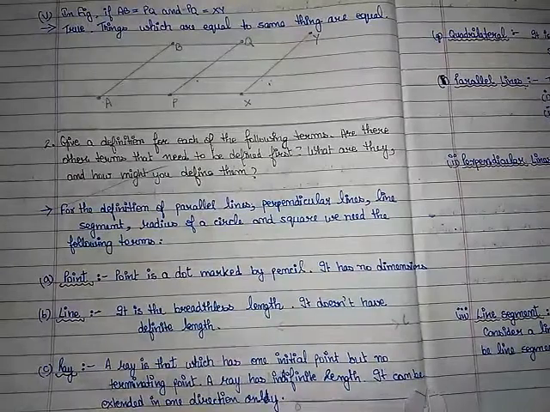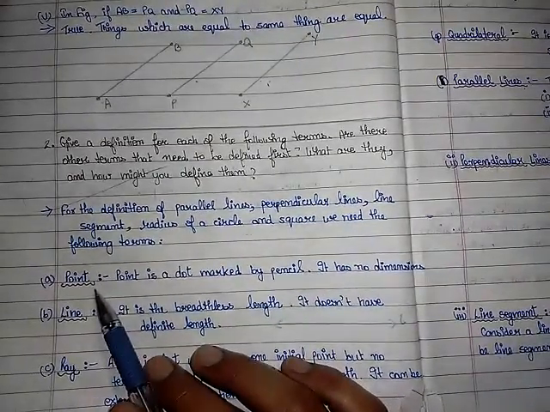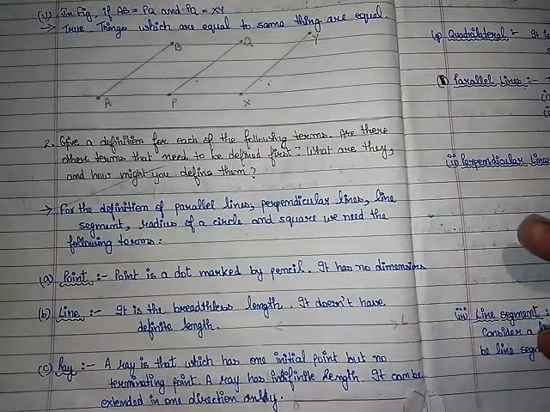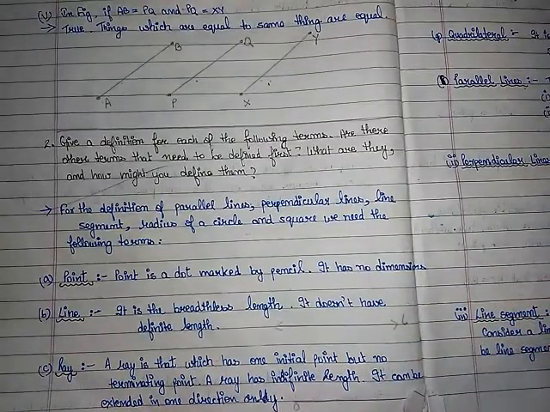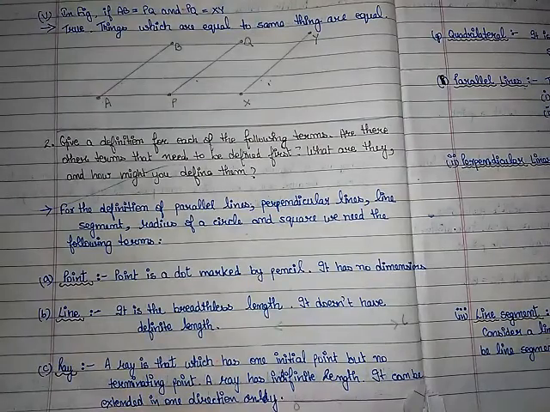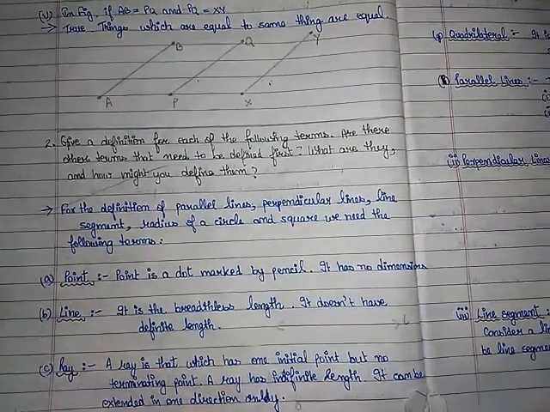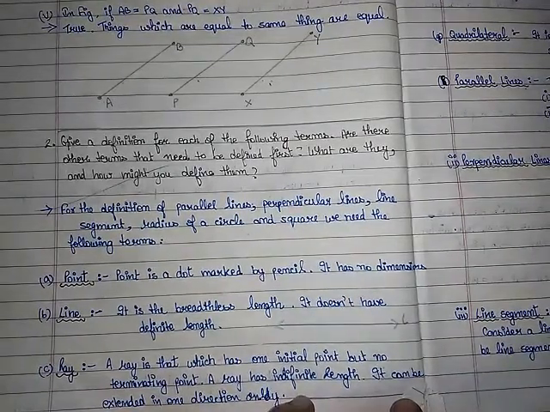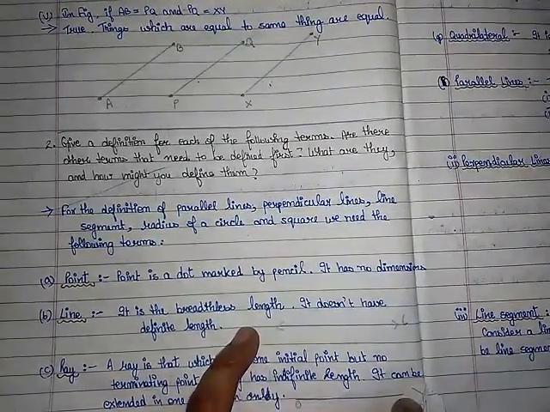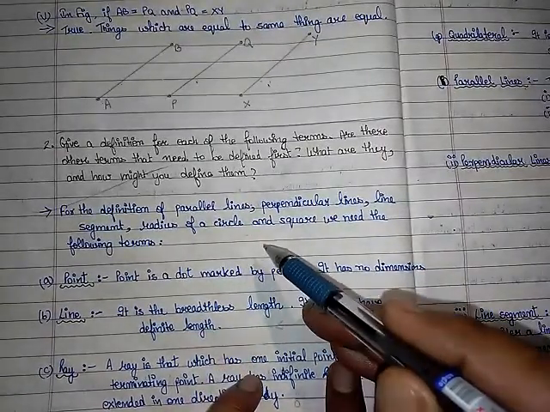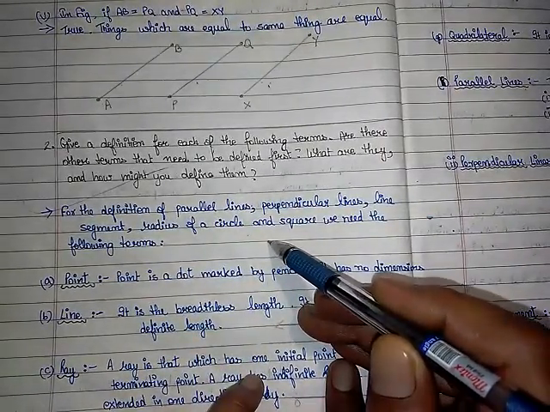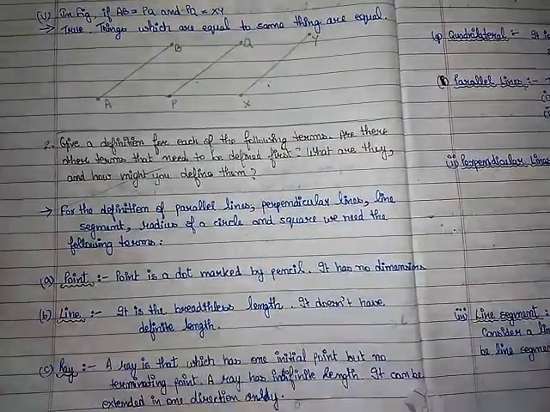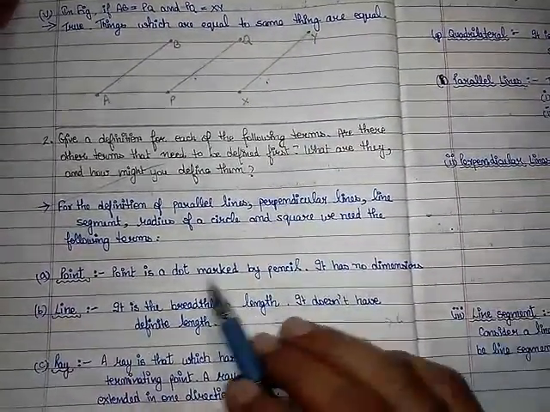So what we need to define here, the first point is the point. What is a point? As you know, this is a dot marked by the pencil and it has no dimension. The point has neither length nor breadth. So this is a dot only. Suppose we place our pencil here and put this dot, that is the point only. That is the definition also.